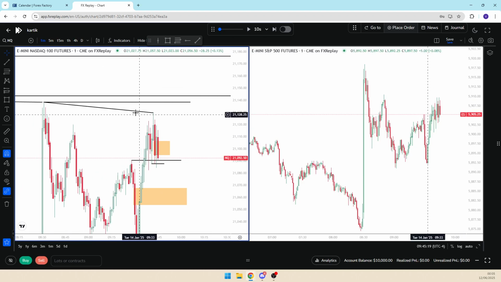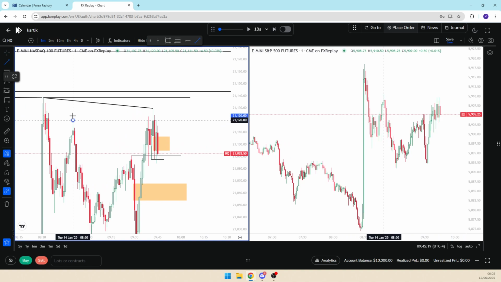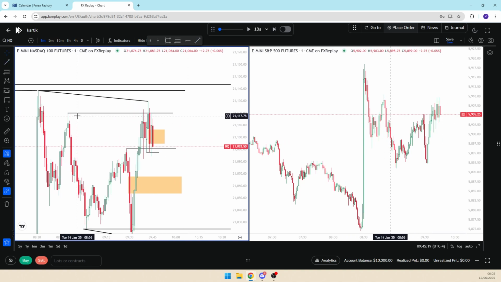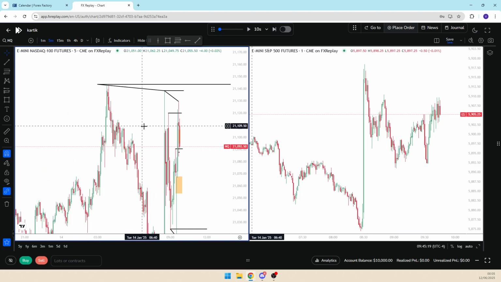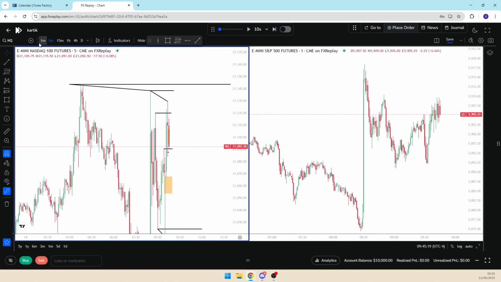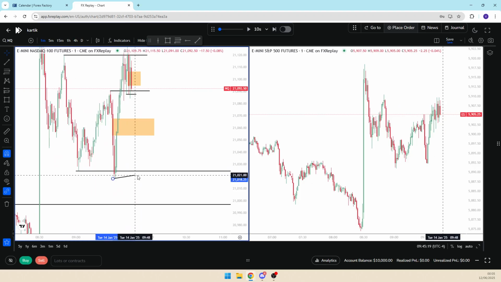Okay, let me see. So price goes higher. We do have this internal manipulation. I want to see that right now. If this internal manipulation is getting respected, if this high time SMT is getting respected, price is most likely going to go lower and look for low prices.